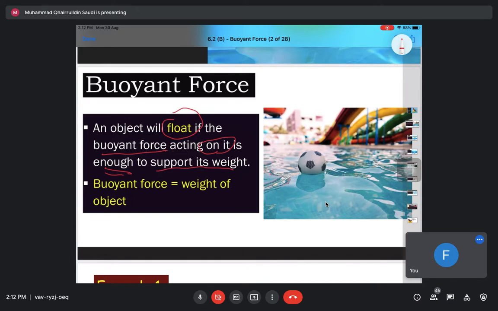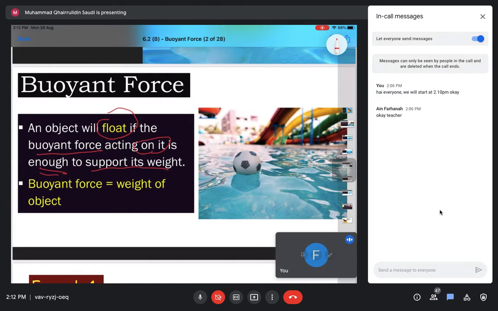If we see this ball right here, there are two types of force that are acting on the ball. Can you write down in the chat box what is the force that is acting on the ball? The two types of force that are acting on the ball. Write it down in the chat box. Can you hear my voice? Okay, good. So there are two types of force that are acting on the object that floats in water. One of it is weight, and another one is buoyant force.